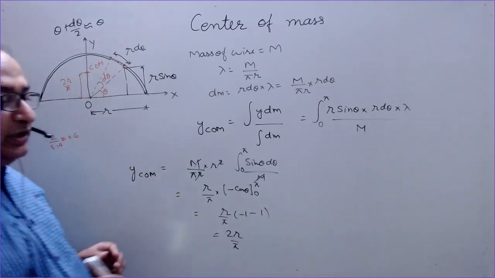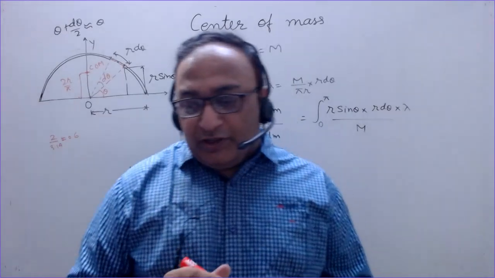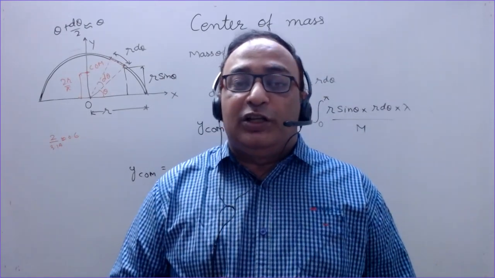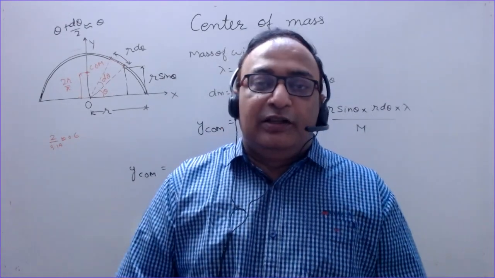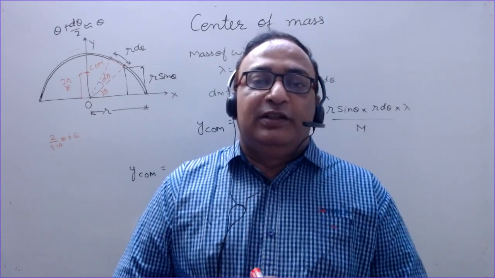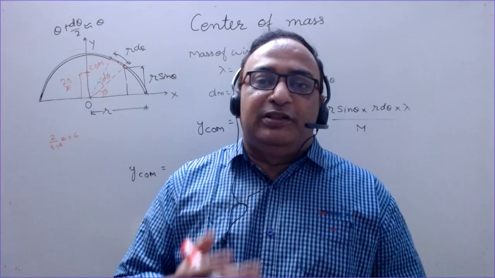So this result is very important because by using this result, we will be finding the center of mass of a semicircular disk, when we move on to continuous bodies, that is the lamina, two-dimensional bodies, in the next discussion.